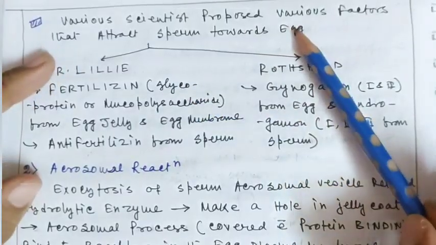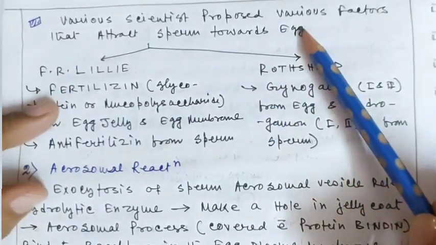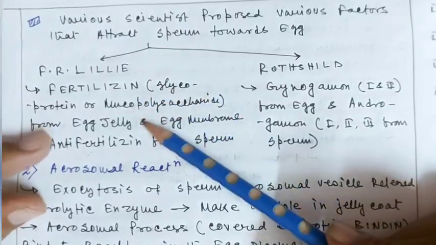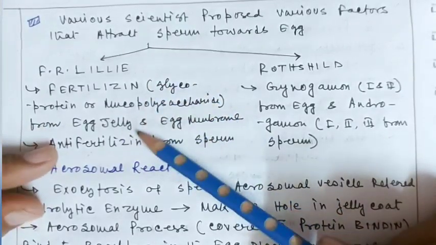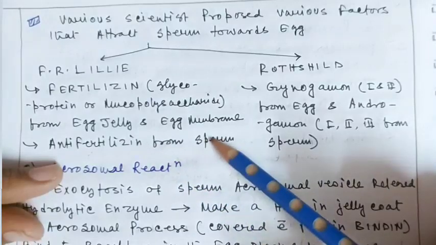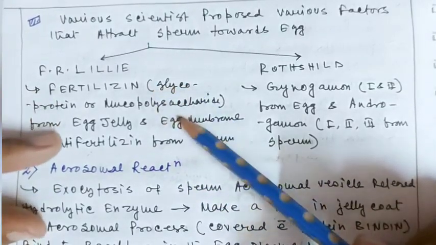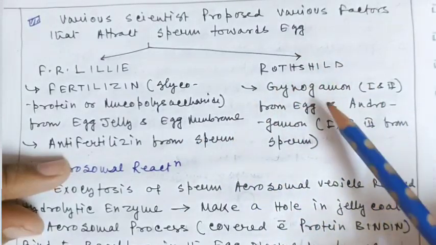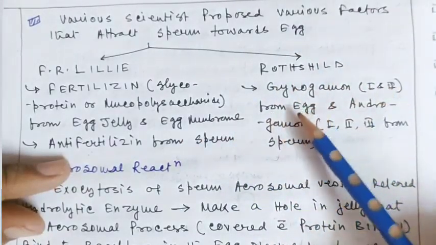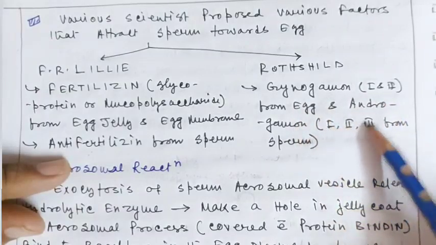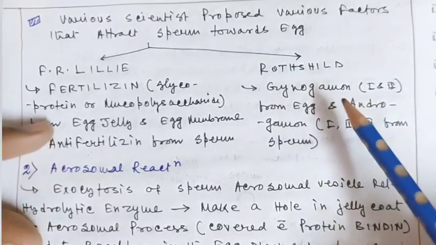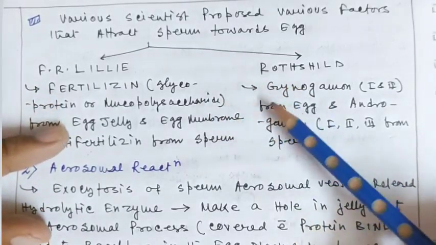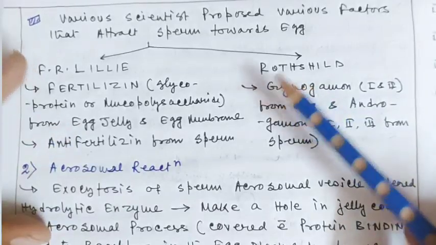Various scientists proposed various factors that attract the sperm towards the egg. According to F.R. Lillie, fertilizin, which is a type of glycoprotein or mucopolysaccharide, is found in the egg jelly and the egg membrane, and antifertilizin is found in the sperm. Rothschild said that gynogamone 1 and 2 can be found in egg jelly, and androgamone 1, 2 and 3 can be found in sperm. These are the different ideas about how species-specific recognition of sperm and egg can occur.